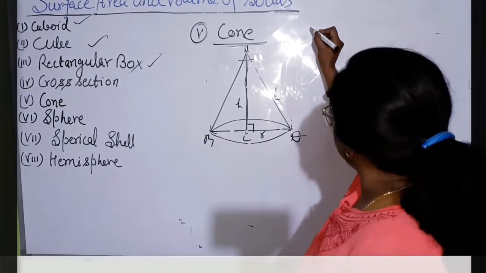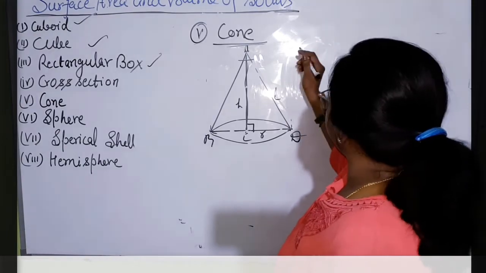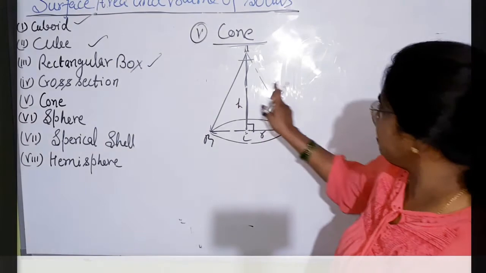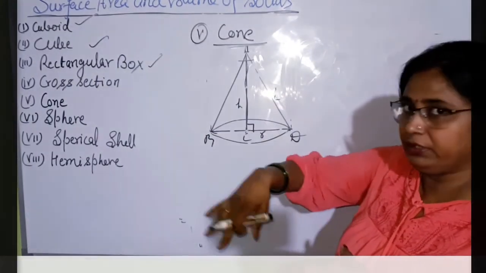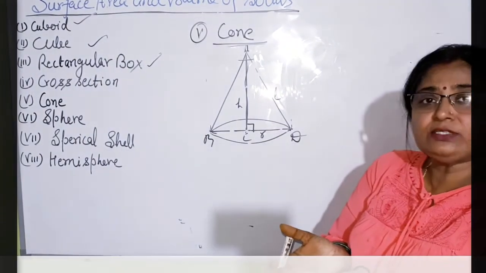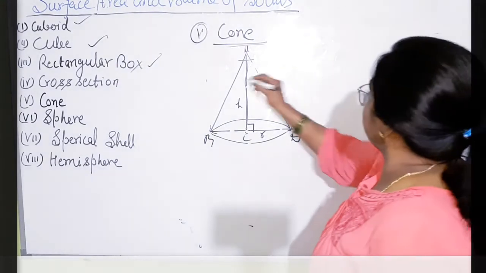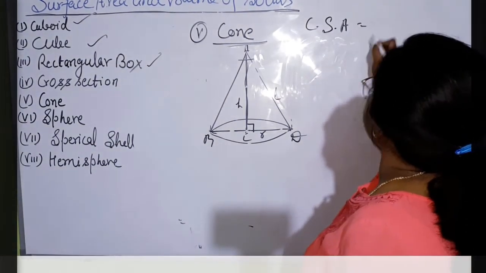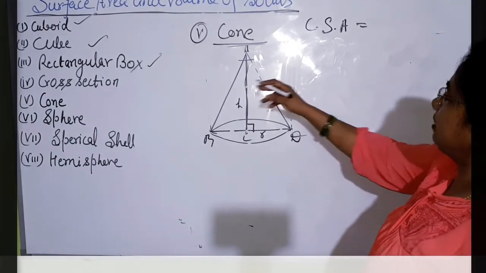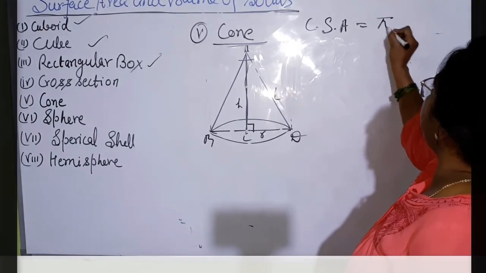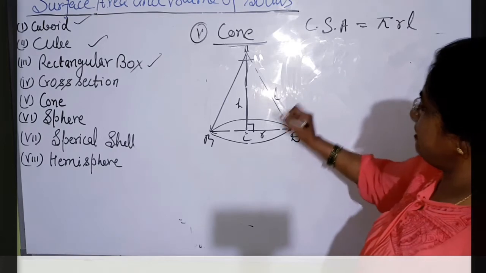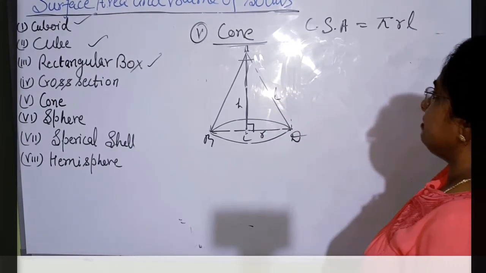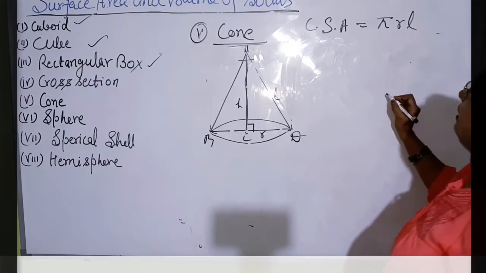Now curved surface area. Curved surface area means only the curved portion; the base is not included. It is also called lateral surface area. Curved surface area is pi r l, where let the slant height be denoted by l.